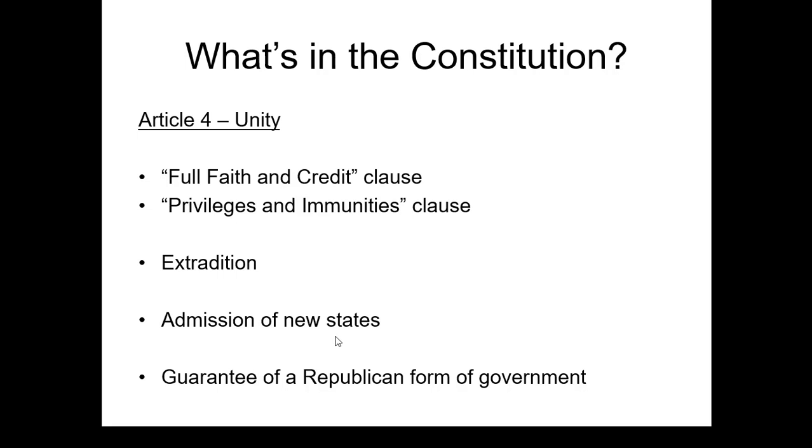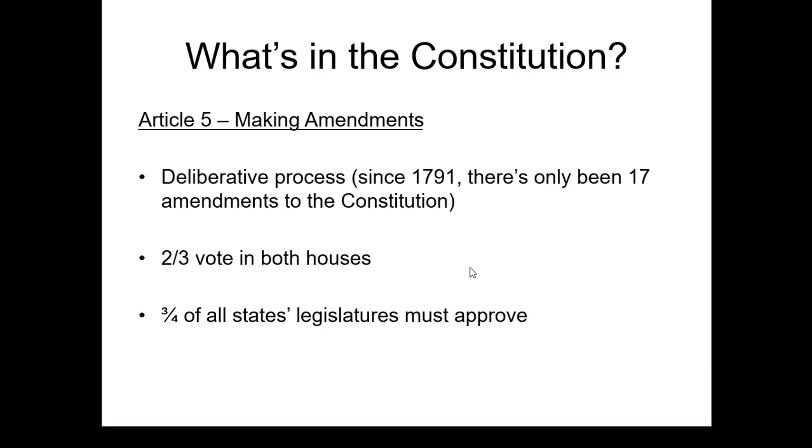Another guarantee, since there's not a whole lot of individual rights guaranteed in the Constitution, was in Article 4: the Constitution guarantees a republican form of government, and that does not mean the Republican Party. That means a representative form of government.